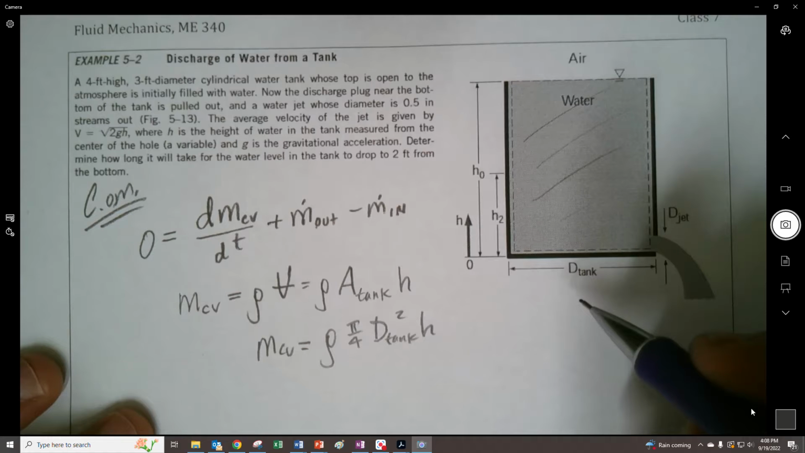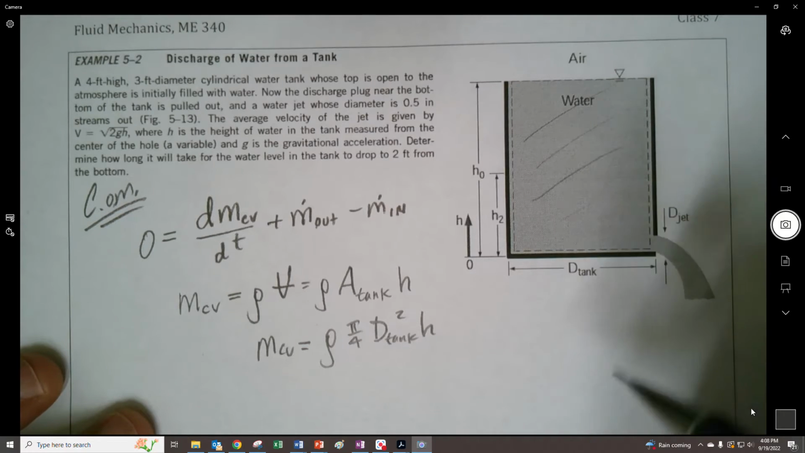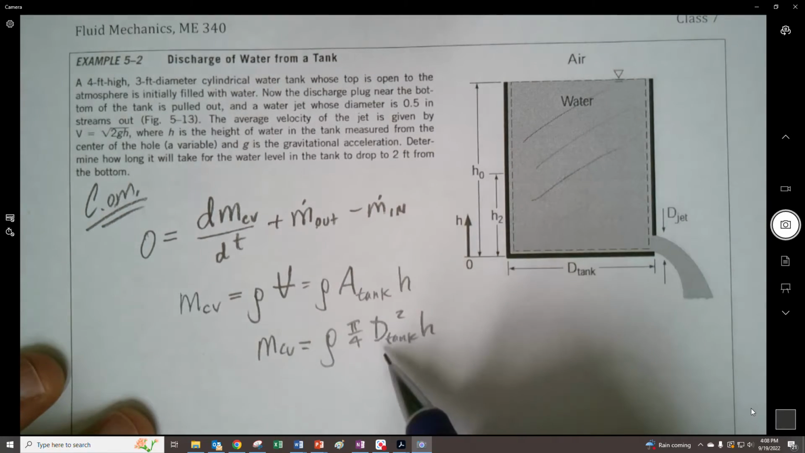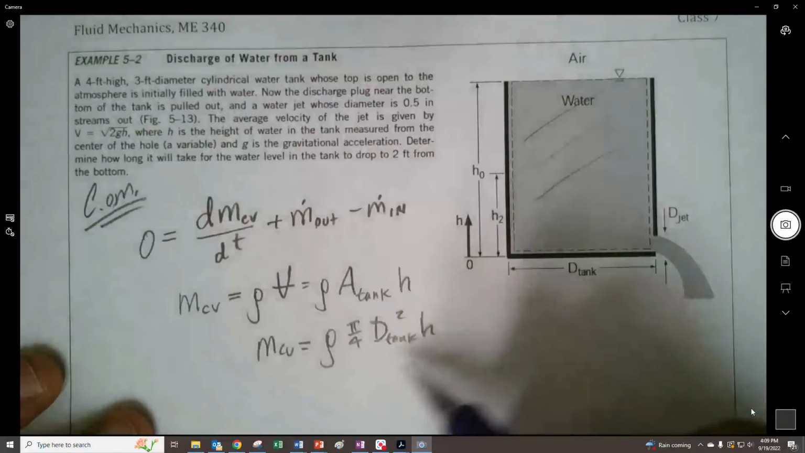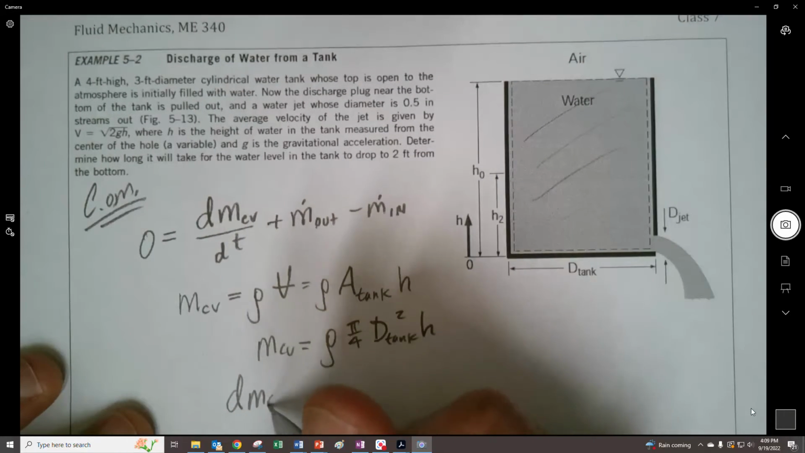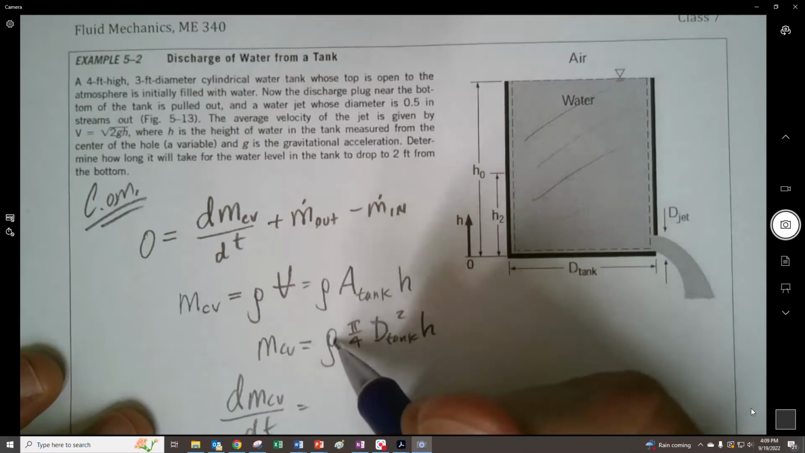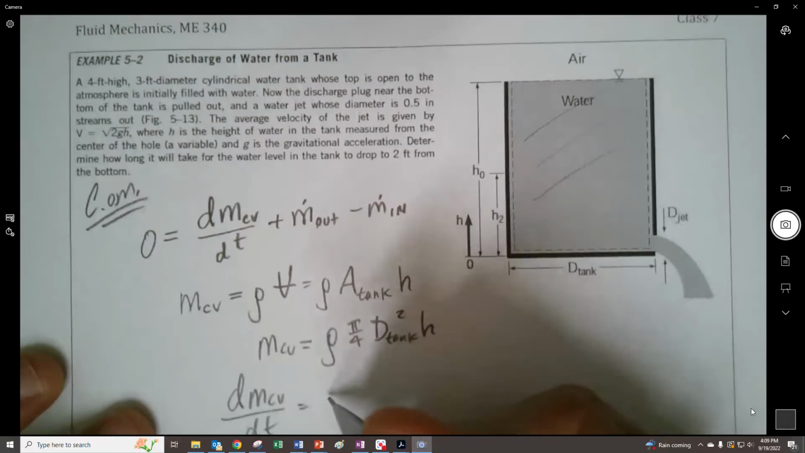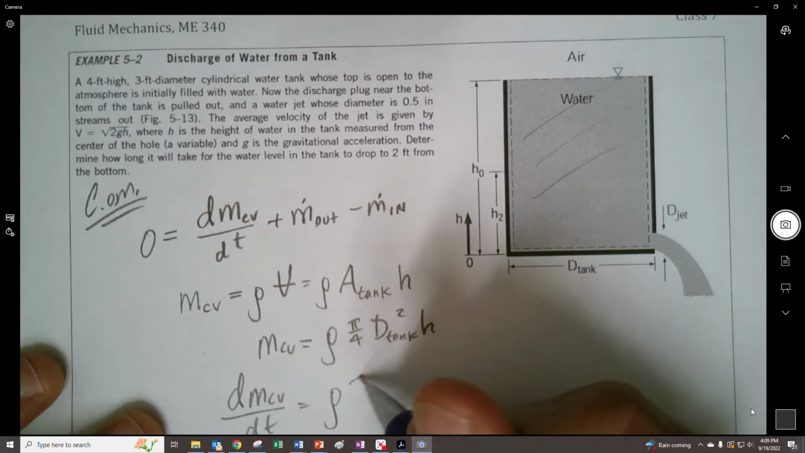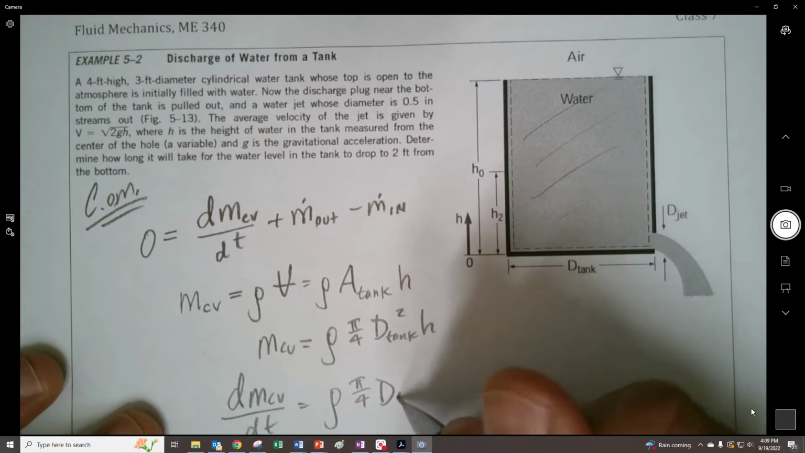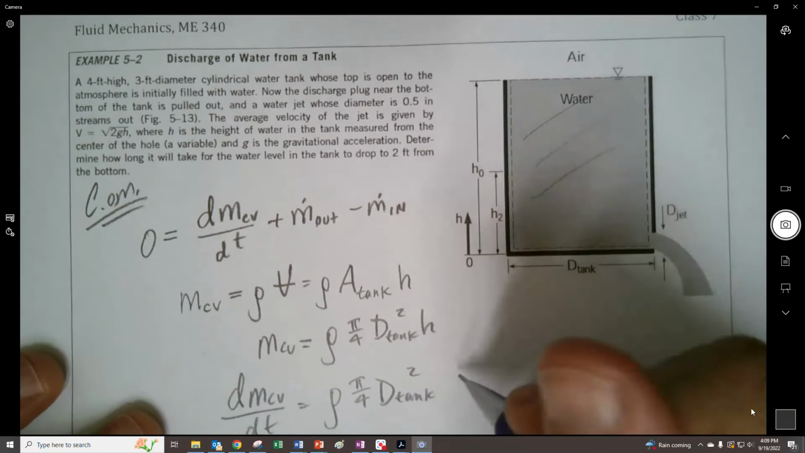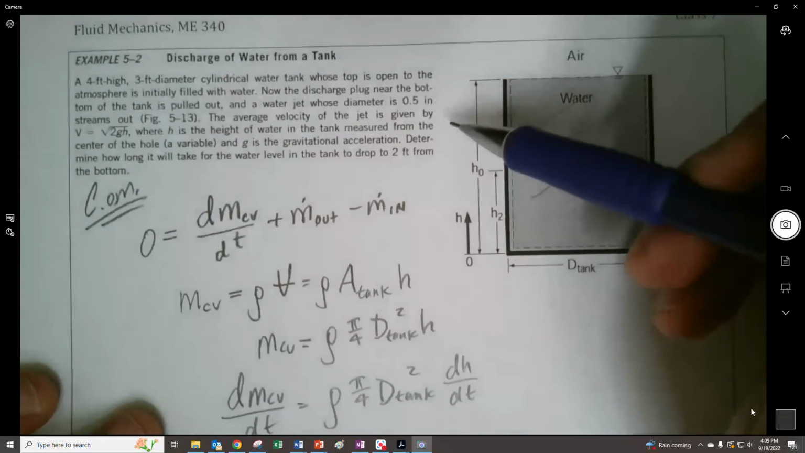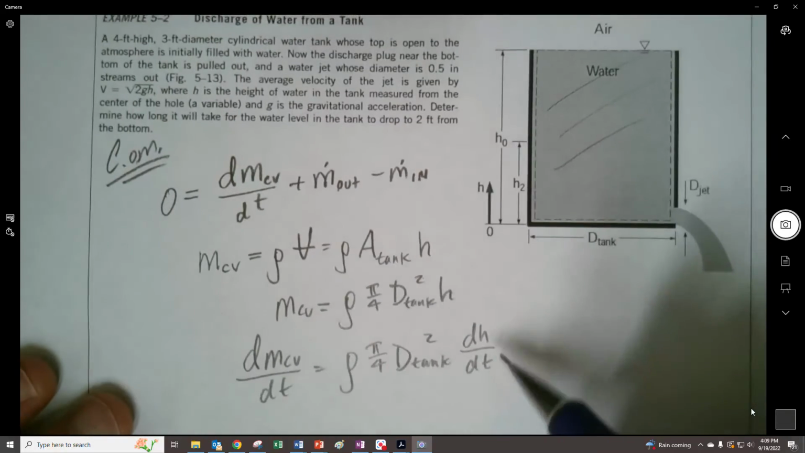So this is something we're about to take the derivative of with respect to time. The only thing that's variable with time, right, in dm cv with respect to time: density doesn't change, pi over 4 doesn't change, the diameter of the tank doesn't change, but the h does, right? So we can replace that with rho pi over 4 d tank squared dh dt. That'll be helpful to us in a second. Let's continue with the rest.